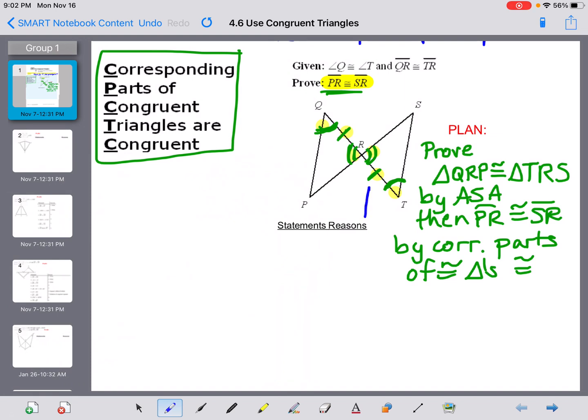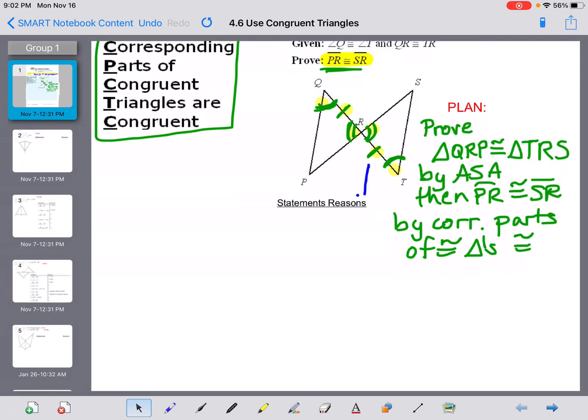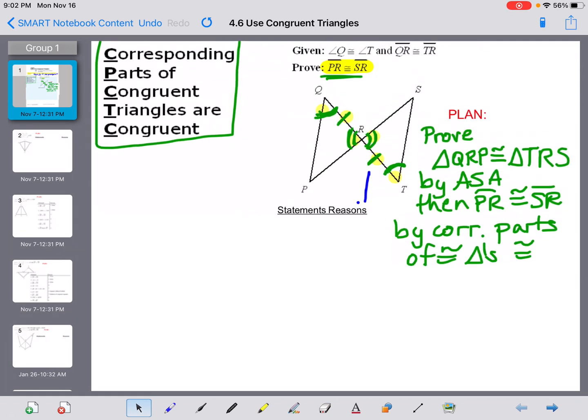Let's see if I give myself enough room here. I think I don't want to go too much further. I lose my givens. All right, let's get started here on our 2 columns. My statement and reason obviously is kind of messed up, so I'll just start over here. I have angle Q congruent to angle T and QR congruent to TR.